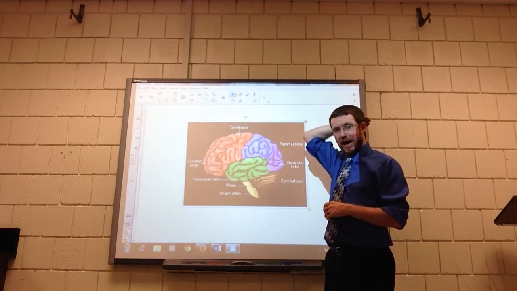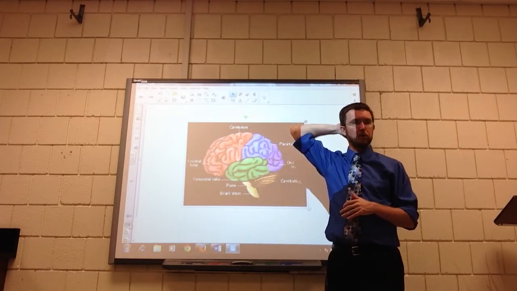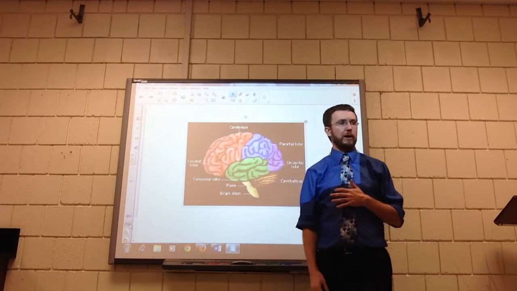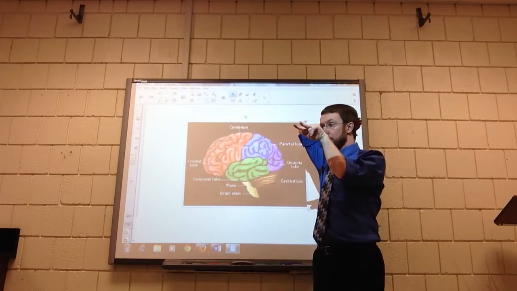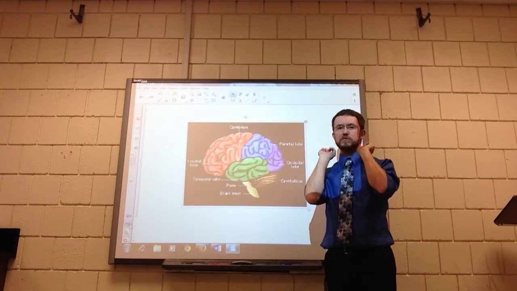Then you get clear to the back. This one's kind of weird because of what's wired up here. This is called the occipital lobe of the brain. It's clear in the back. It's actually where your eyes are wired up. And how weird is that? Eyes on the front, but the brain part that runs them is in the back. A little bit odd. But it makes sense once you see where those nerves come back to.